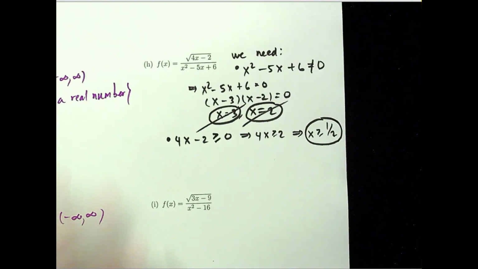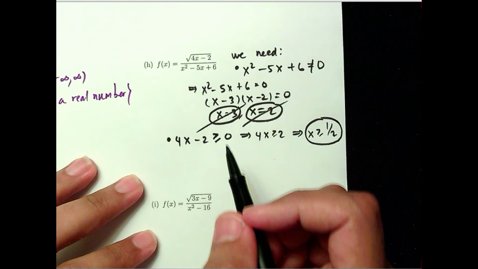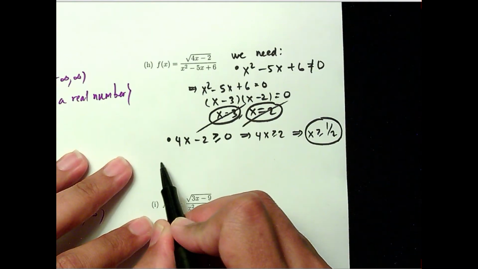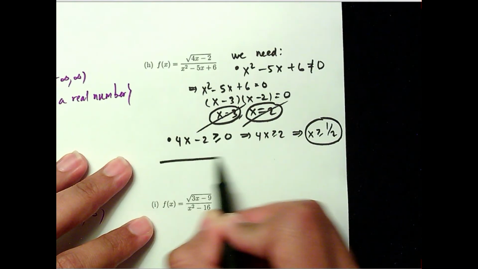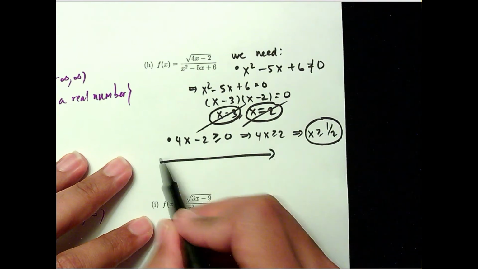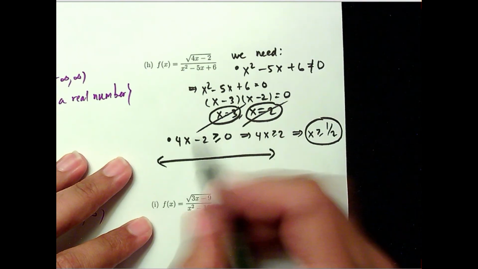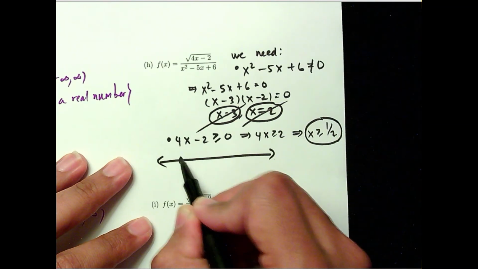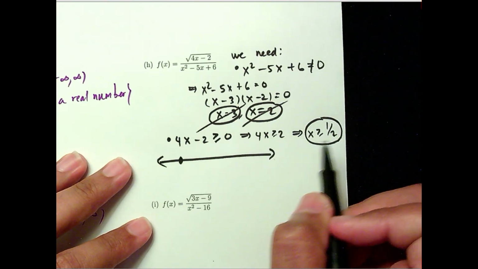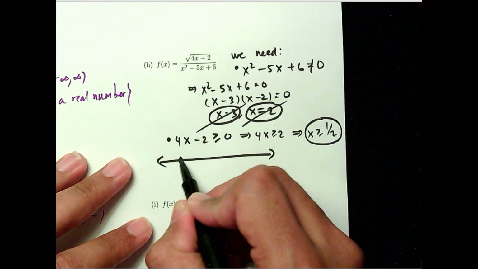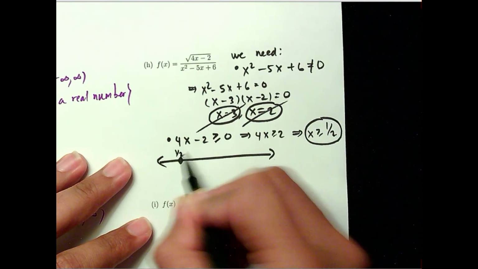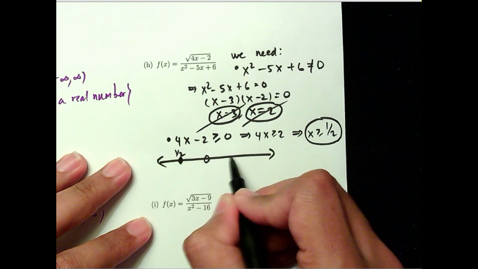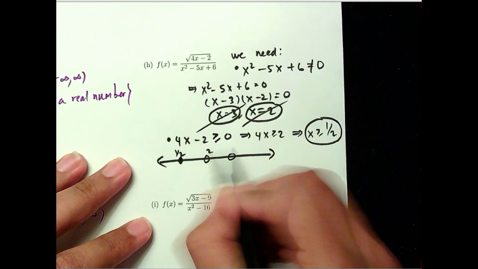Okay, now let's write down the answer in interval notation. I'm going to draw the line, and let's say this is a half. I'm drawing it as a filled-in dot because that's included. I'm not going to discard that. And then I need to discard 2 and 3. So 2 is a hollow dot, and 3 is a hollow dot.